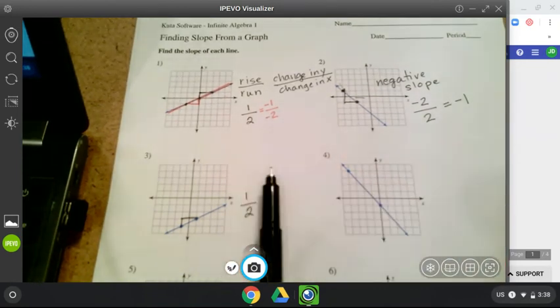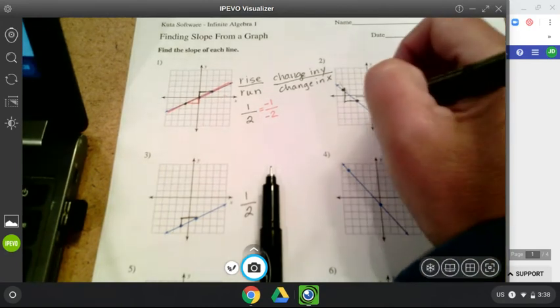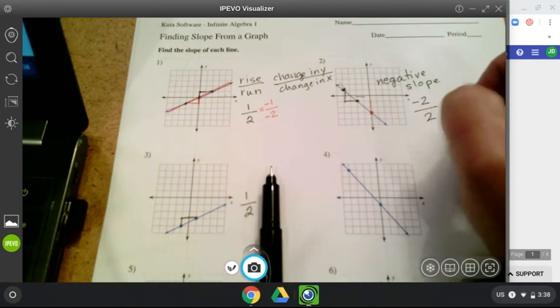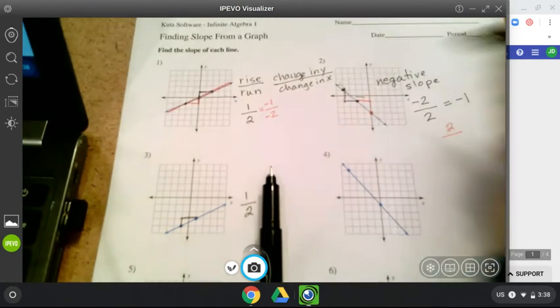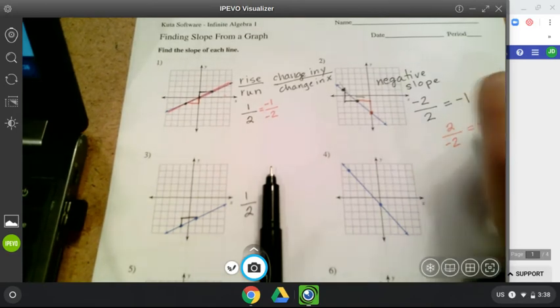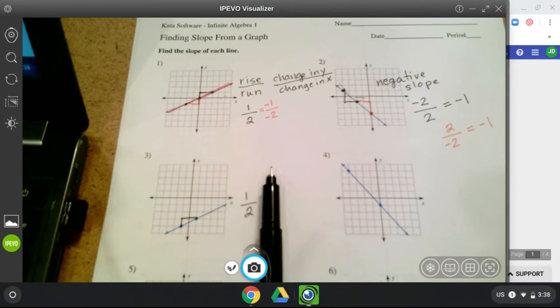Now, if I want to go the other direction, let's say I go up 2 spaces, that is positive. To the left 2 is negative. So you can still see 2 divided by -2, it's still -1. So these are negative slope.